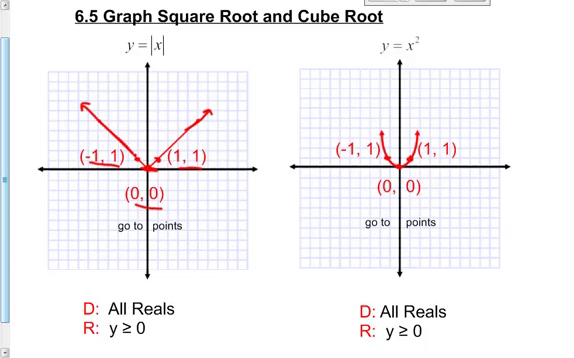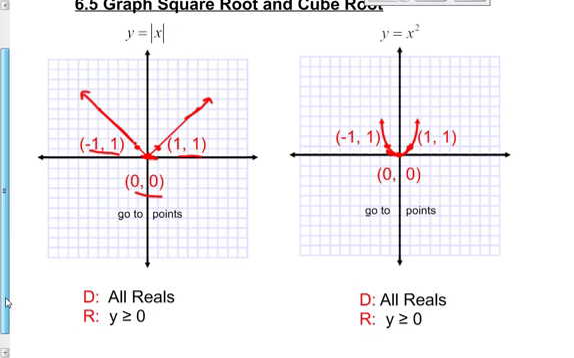The second parent function is the parabola, y equals x squared. The go-to points, if you notice, are the exact same go-to points as the absolute value graph, except this time your shape is rounded at the bottom instead of pointed. The domain is the same as the absolute value graph, all real numbers, and the range is also greater than or equal to 0.